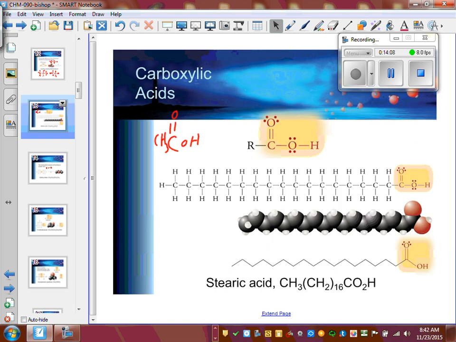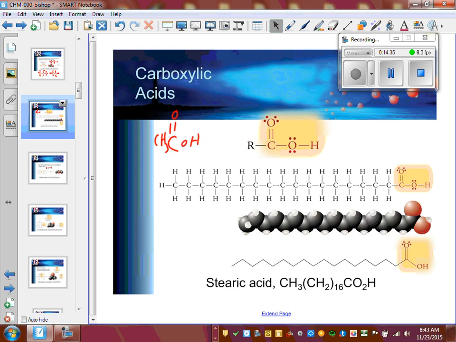Carboxylic acids have this C double bond O, OH attached to a carbon. R means any group of carbon atoms. So in this case, we have stearic acid. So we have 17 carbon atoms, and then the COOH. This is the functional group. This makes it a carboxylic acid. Okay?